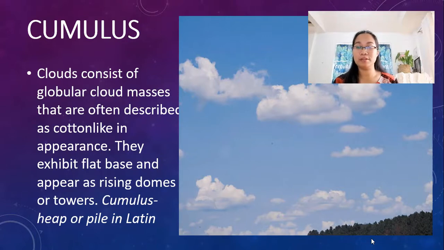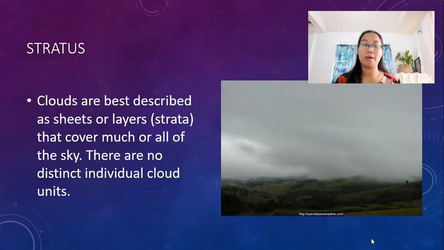Then you also have the cumulus clouds. Cumulus clouds consist of globular cloud masses that are often described as cotton-like. This is a very famous classification of cloud. They exhibit a flat base. However, they can tower up or develop in towers, so they can pile up. That is cumulus clouds.